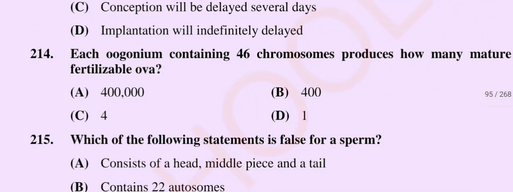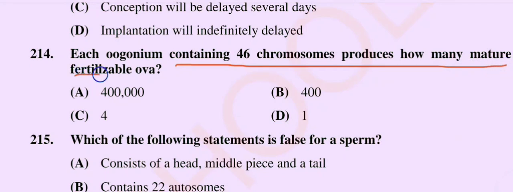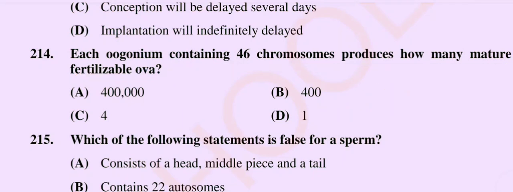Question number 214. Each oogonium containing 46 chromosomes produces how many mature fertilizable ova? Option A 4 lakh, option B 400, option C 4, option D 1. So the correct option is option D, 1. Only one fertilizable egg is produced.